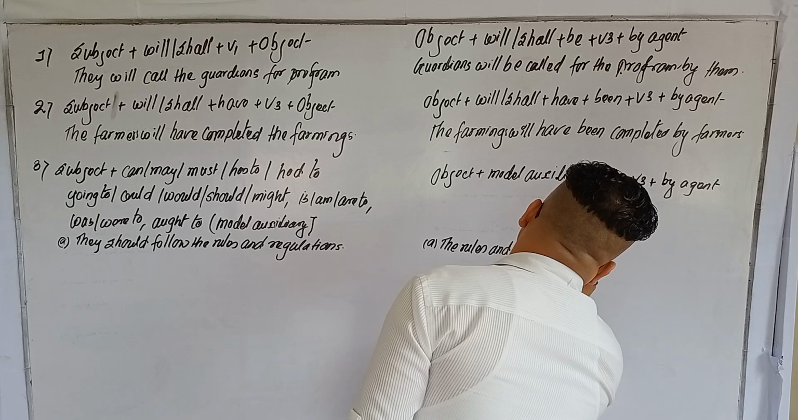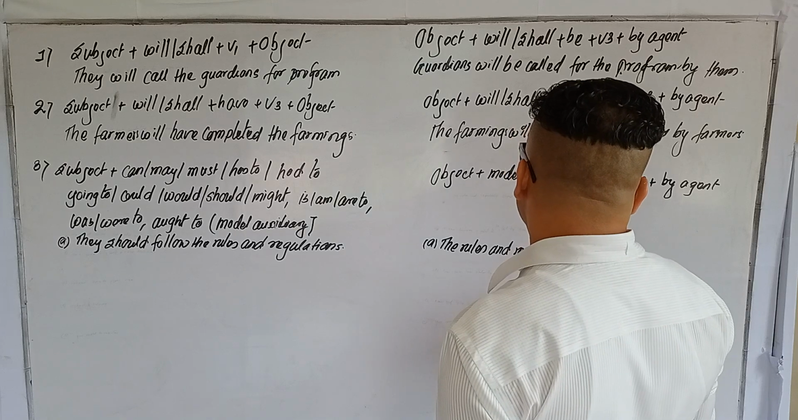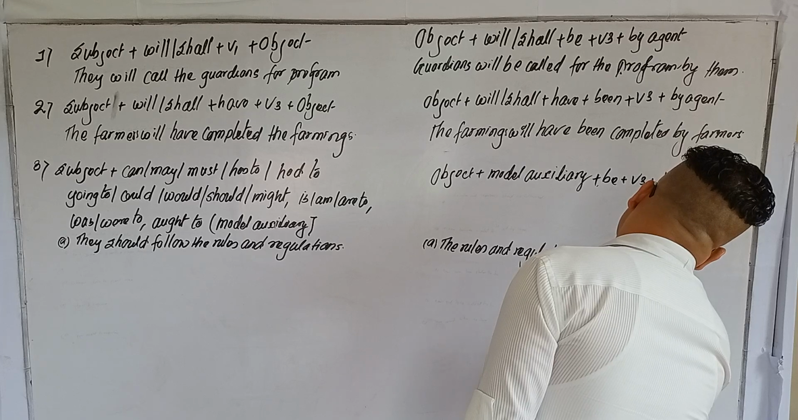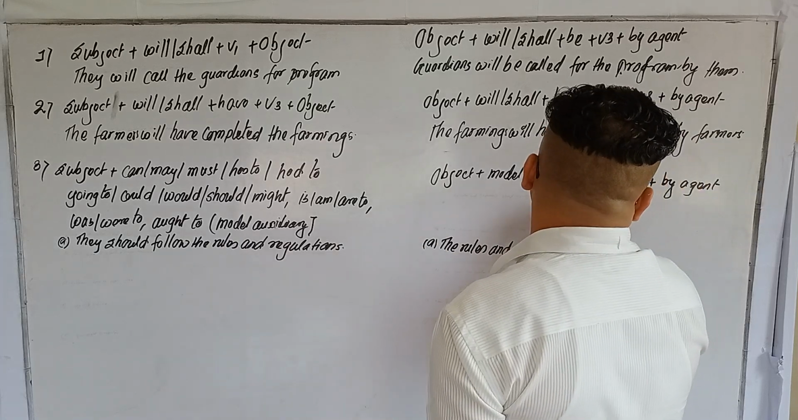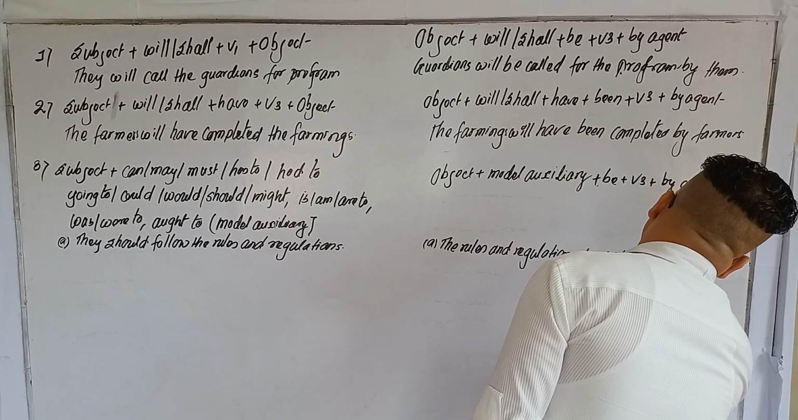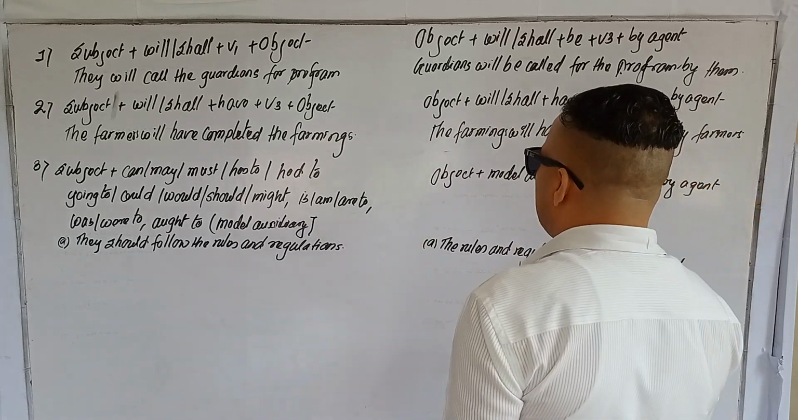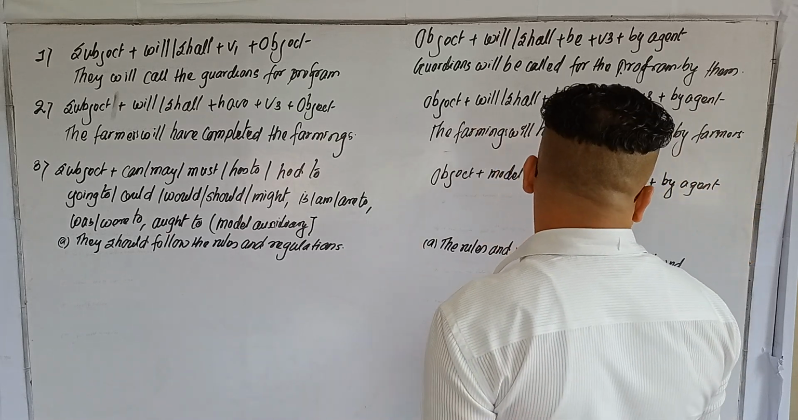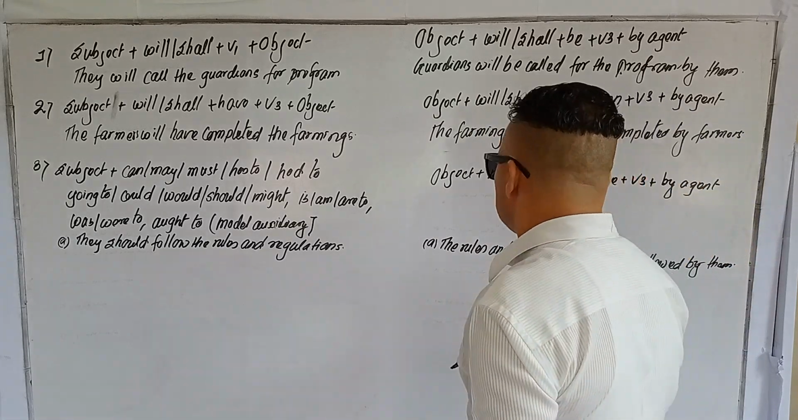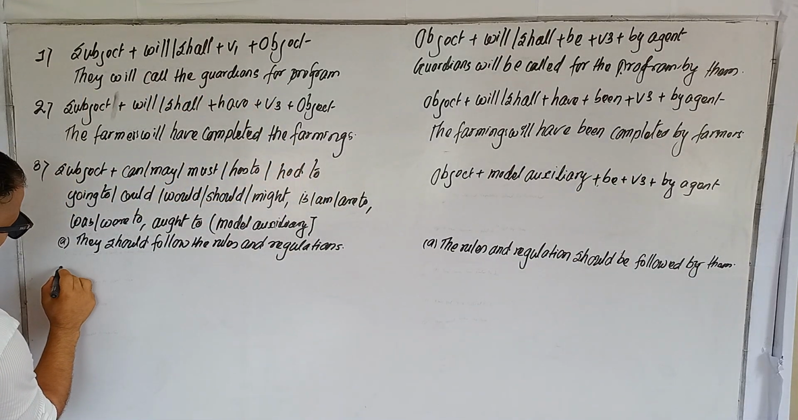The rules and regulations should be followed by them. You see, should is the auxiliary verb, plus be plus V3, followed by agent. The object is the rules and regulations. If necessary, we put the agent.